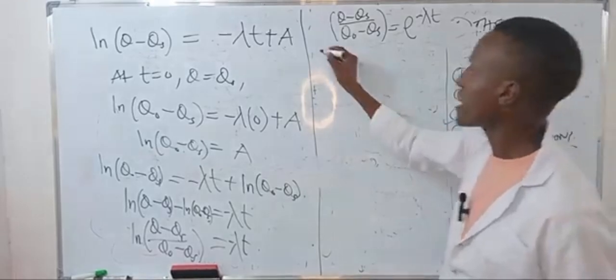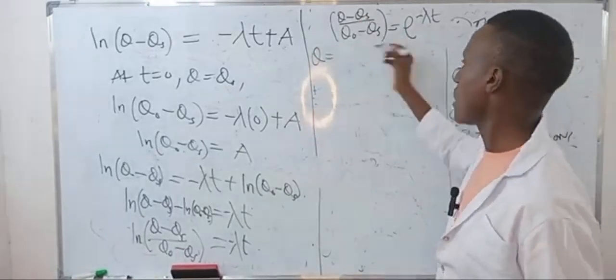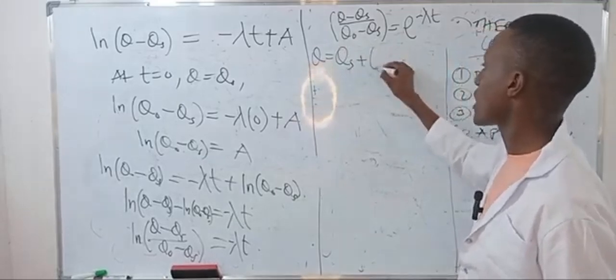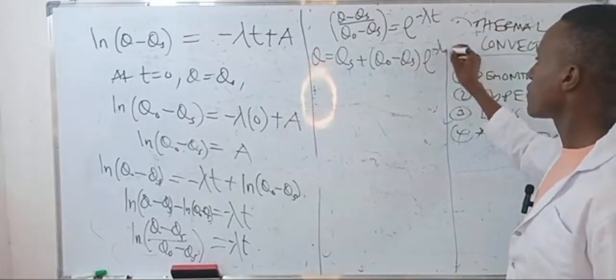You see? So getting the temperature theta for that time t, we just say it is equal to this times this, and this comes here to be plus the surrounding, so we plus theta naught minus theta of the surrounding, the excess temperature initially, times e to the power negative lambda t.